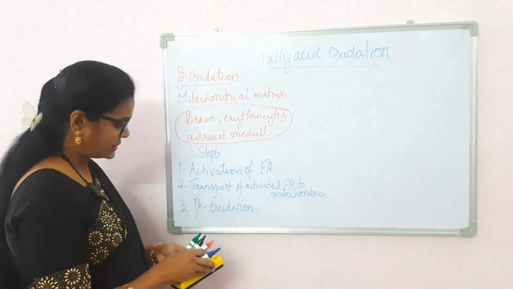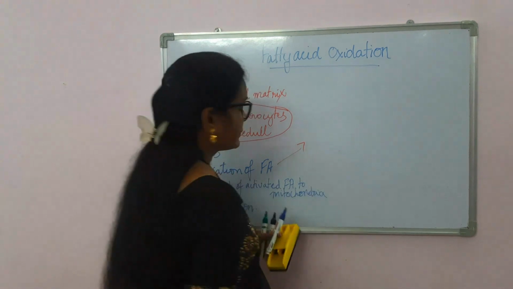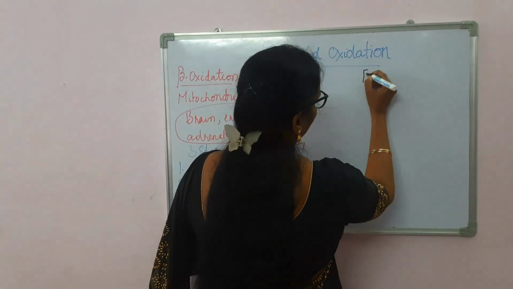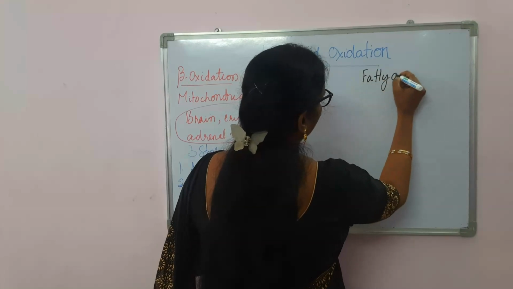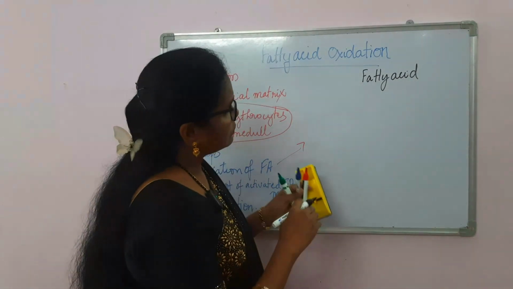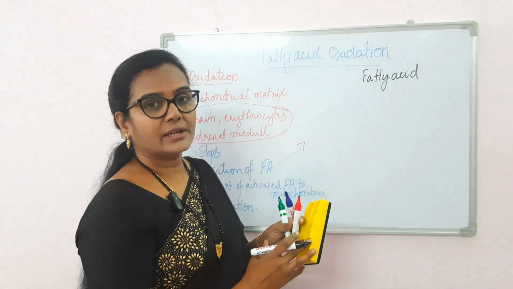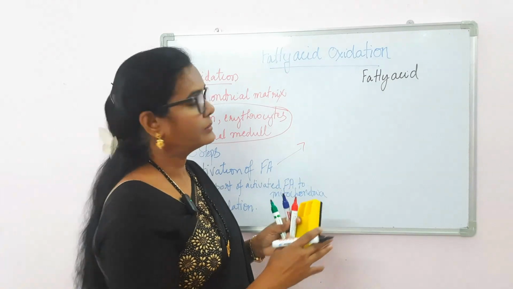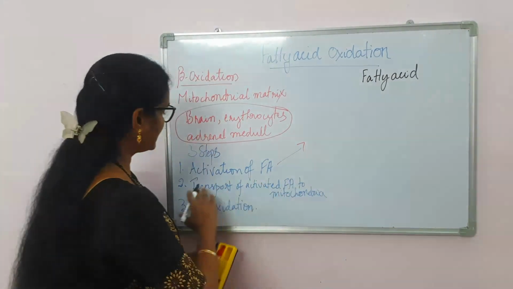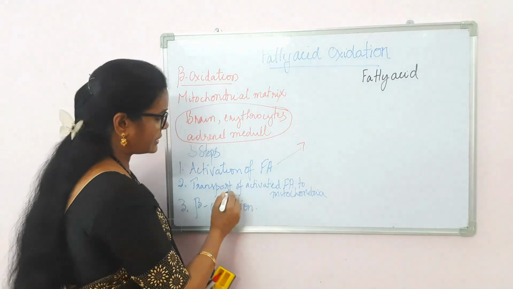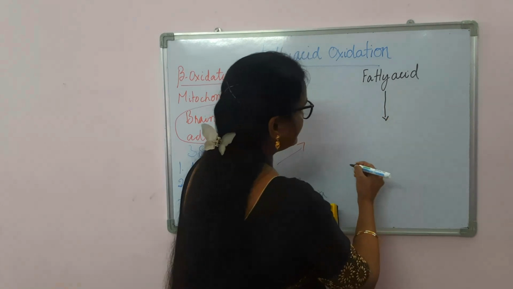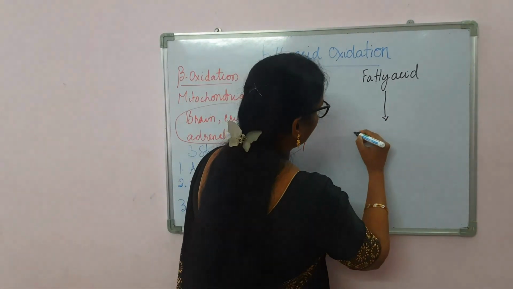Activation of fatty acid. Now we will see the very first step of fatty acid oxidation. Fatty acids usually are synthesized in the cytoplasm of the cell. So whatever fatty acids are synthesized in the cytoplasm get activated in the cytoplasm itself, and then they are going to be transported to the mitochondria. So now we are seeing activation of fatty acids. This takes place in 2 steps.